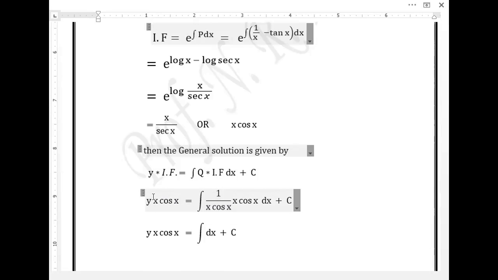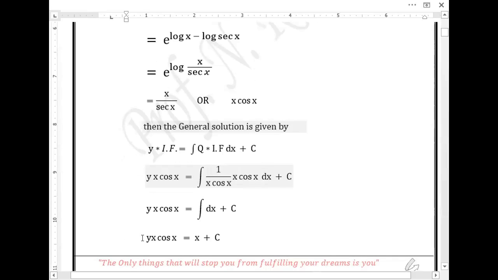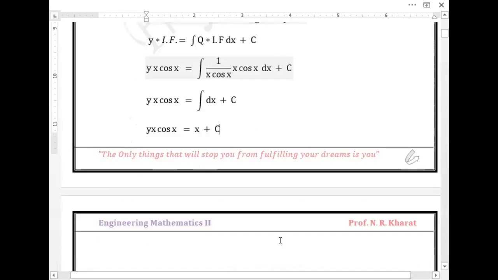After taking the integration, the integration of dx is x. Then the final solution is y x cos x is equal to x plus c, which is my general solution of this differential equation.